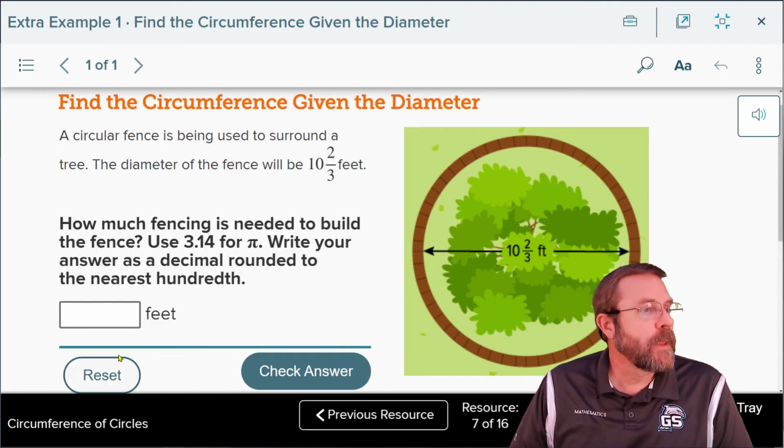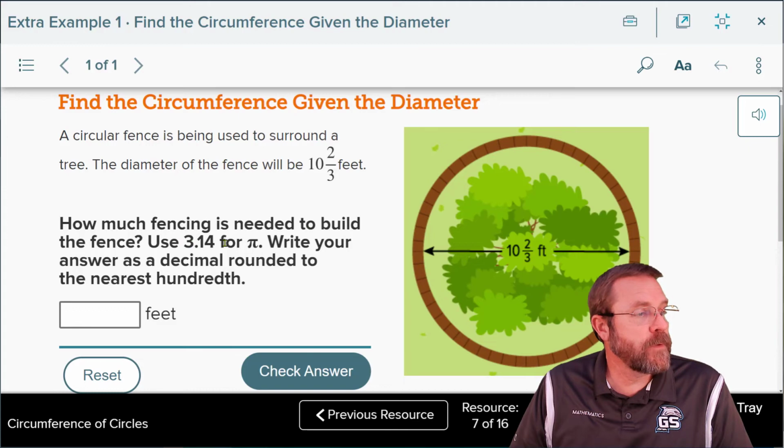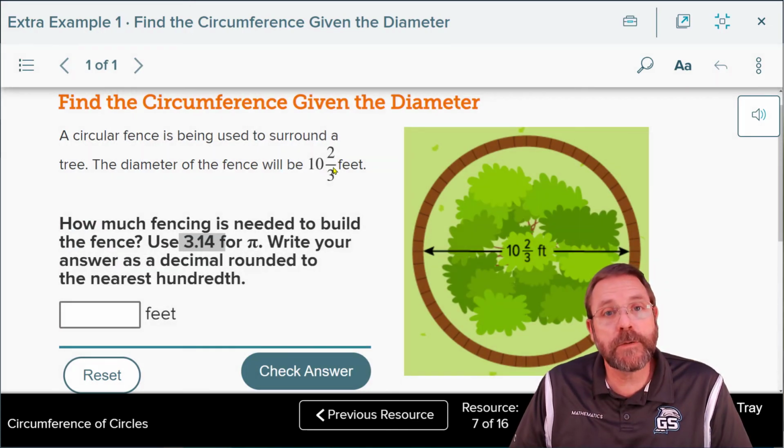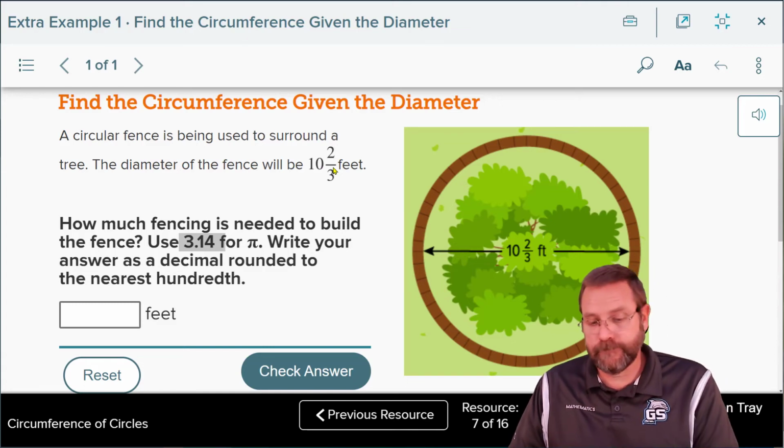As a hint, if it was me working it, since I have a decimal right here, I would change that 10 2/3 feet to the decimal version of 10.66, repeating.